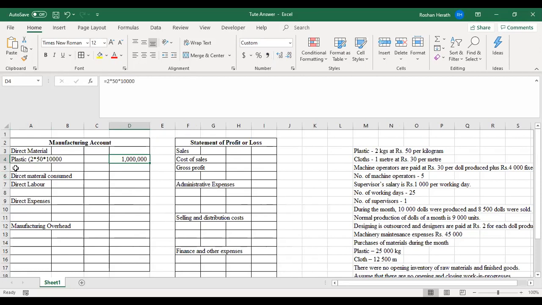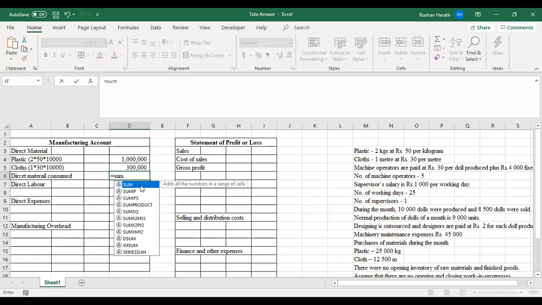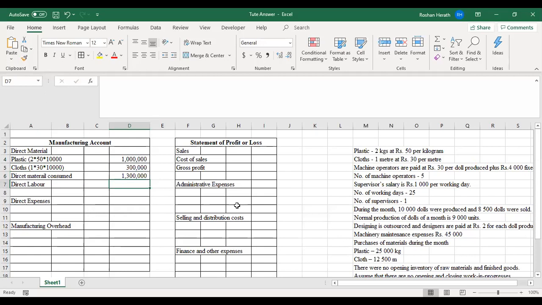And we can take the clothes as well. Clothes are required, 1 meter costs 30, and we need to make 10,000 units. Now 1 into 30 into 10,000 is 300,000. So we took 300,000. If we look at the amount of direct material consumed, it's a simple summation of this. So we consumed 1.3 million of direct material.